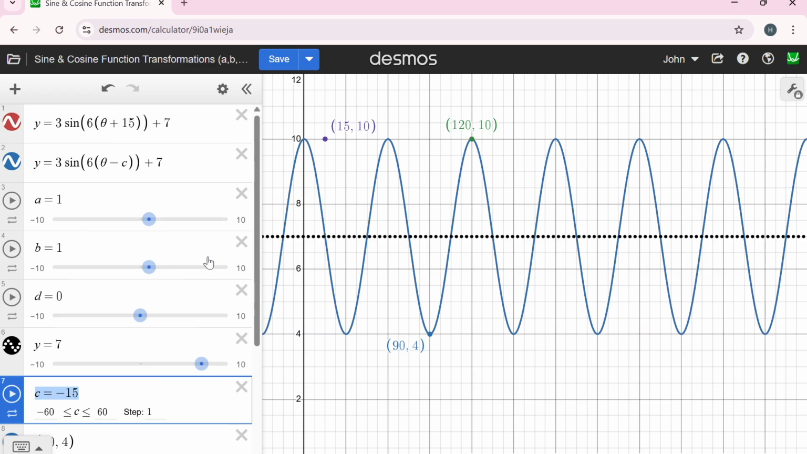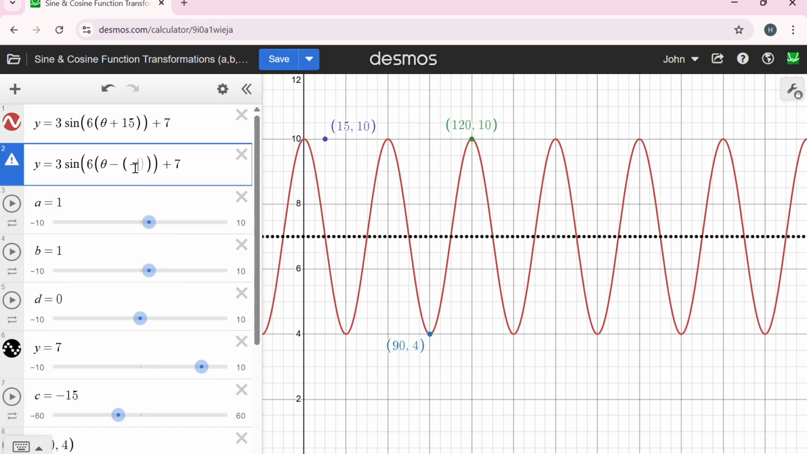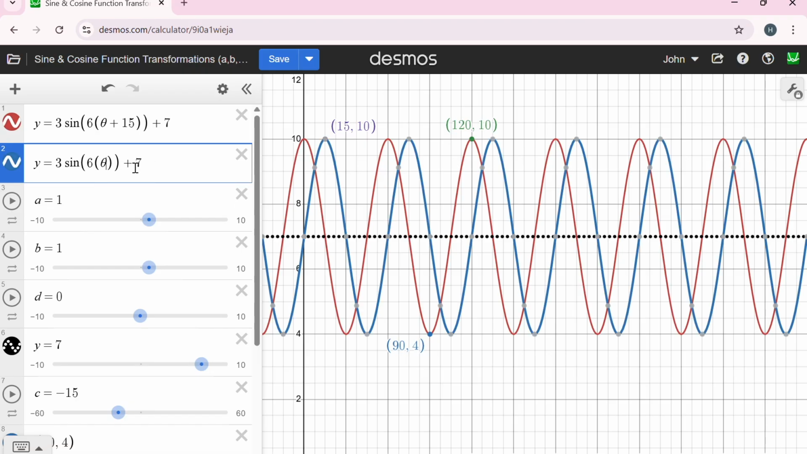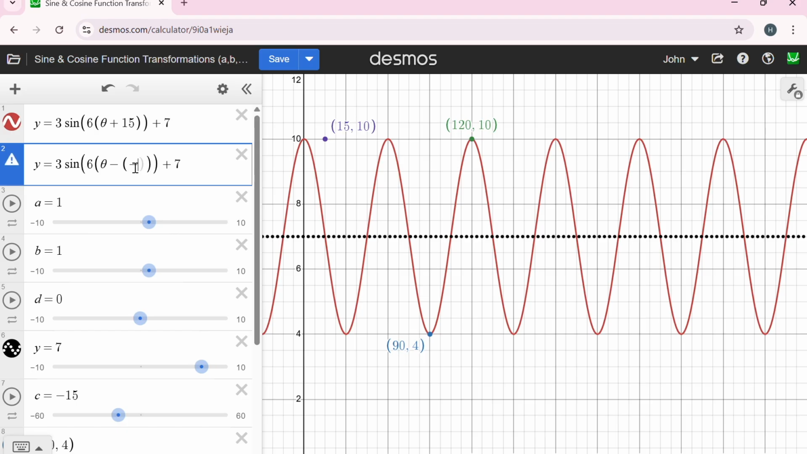So if I start here, folks, I need to subtract minus, this is our transformation, negative 15 degrees. So I'm going 15 degrees to the left, or the C value is negative 15. Okay?